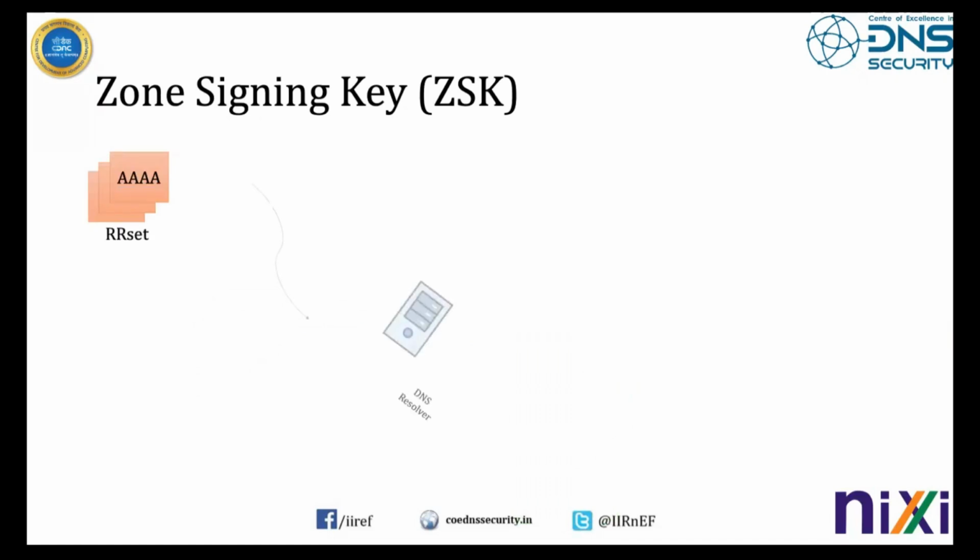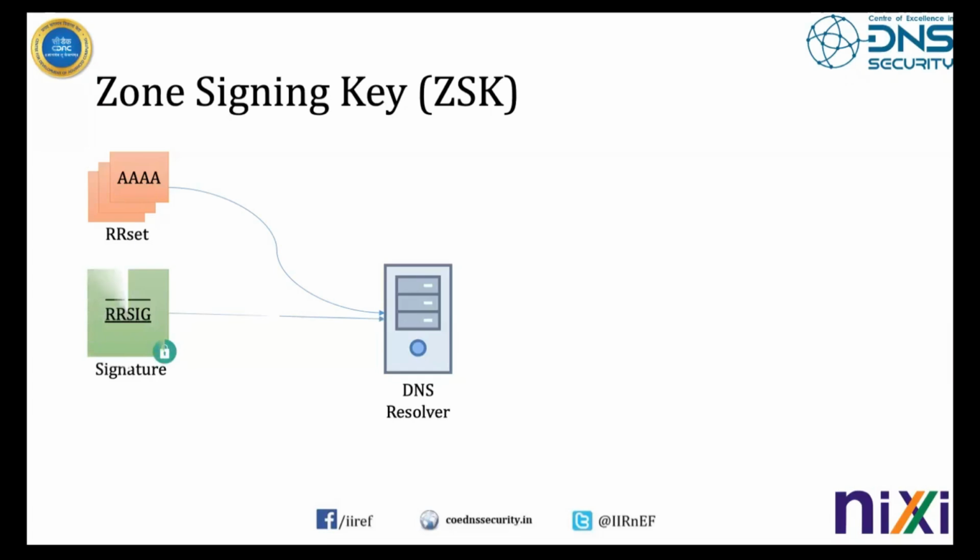Now for the verification part, what will happen is that there is a DNS resolver which will basically query the zone. It will get an RR set. It will also get a signature on the RR set. And finally, we need the public key for verifying the signature. So these 3 things should be there so that I can finally verify whether the signature on the RR set is genuine or not, verified or not, valid or not.